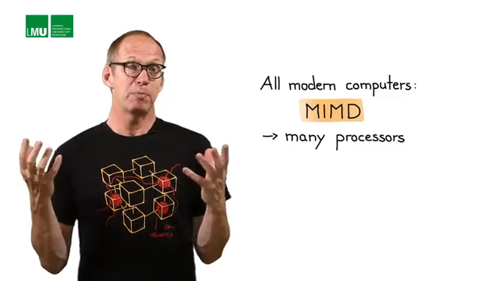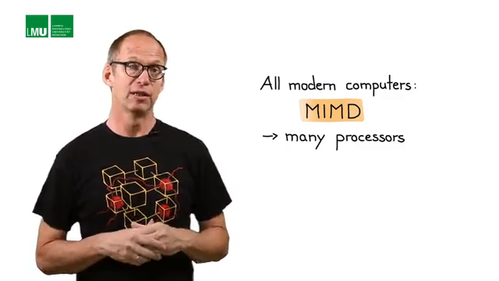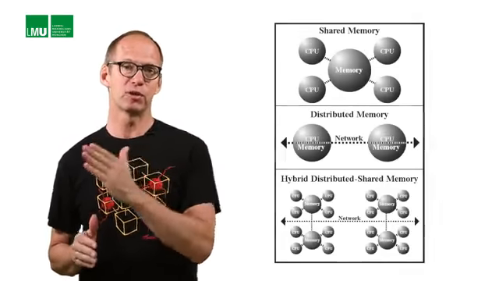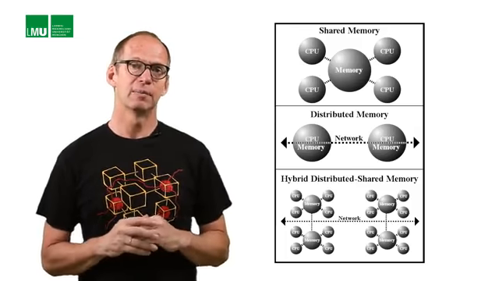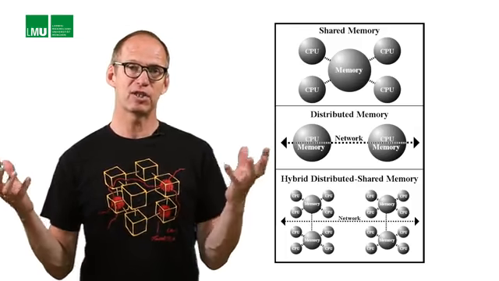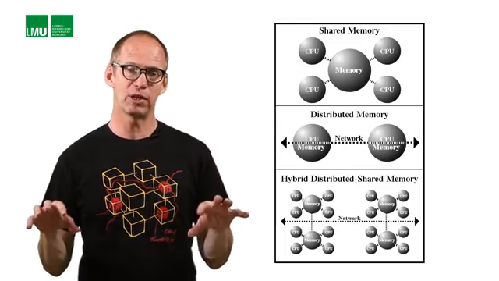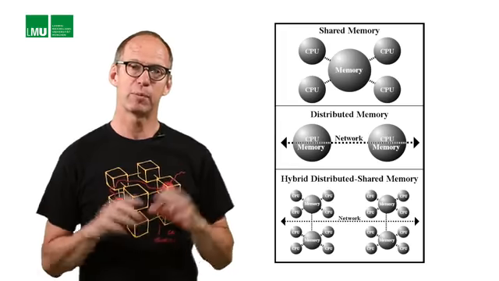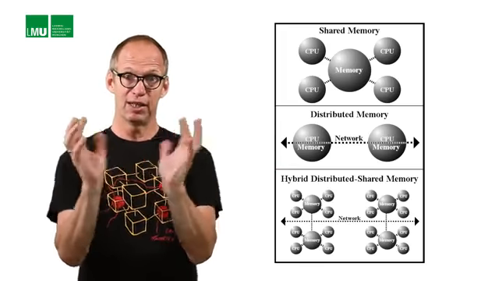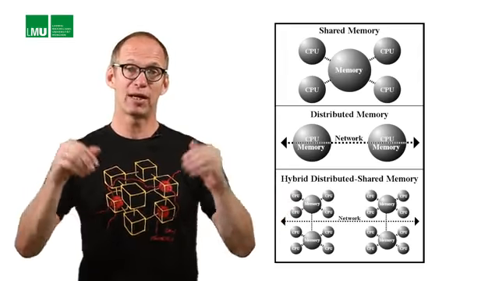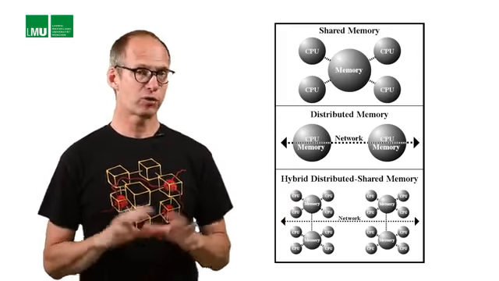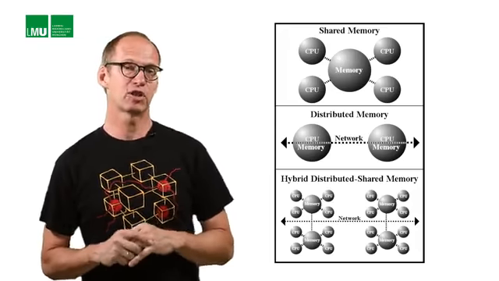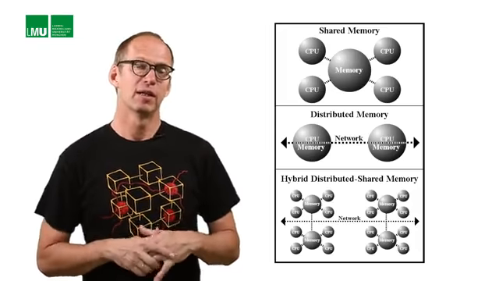Now, how does this work? You have CPUs, central processing units, and memory. There are two fundamental models. One is distributed memory, where each CPU has its own memory, shown here in the middle, or you have the shared memory concept, where you have a pool of memory in the middle, and each CPU has access to this at the same time. Of course, in terms of networking, the shared memory model is faster and more efficient.